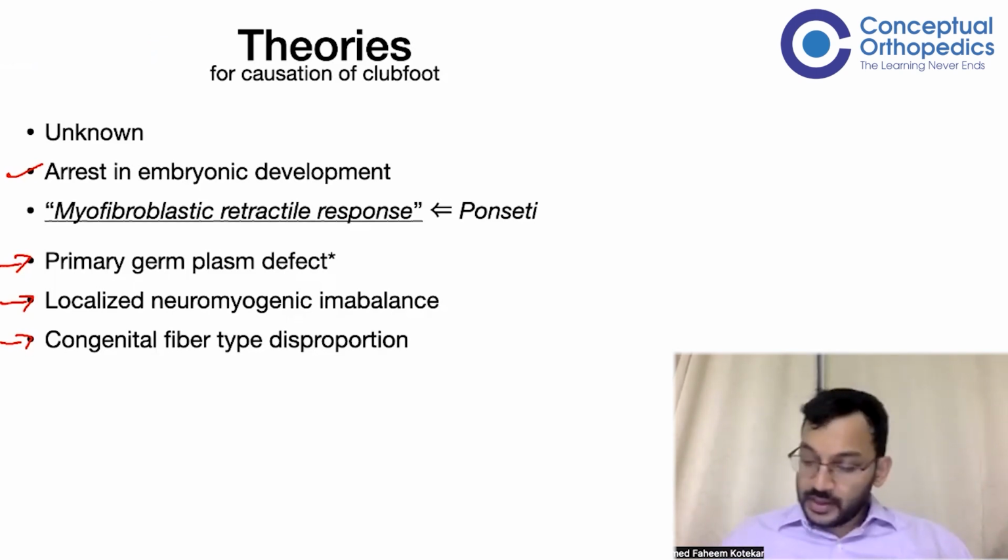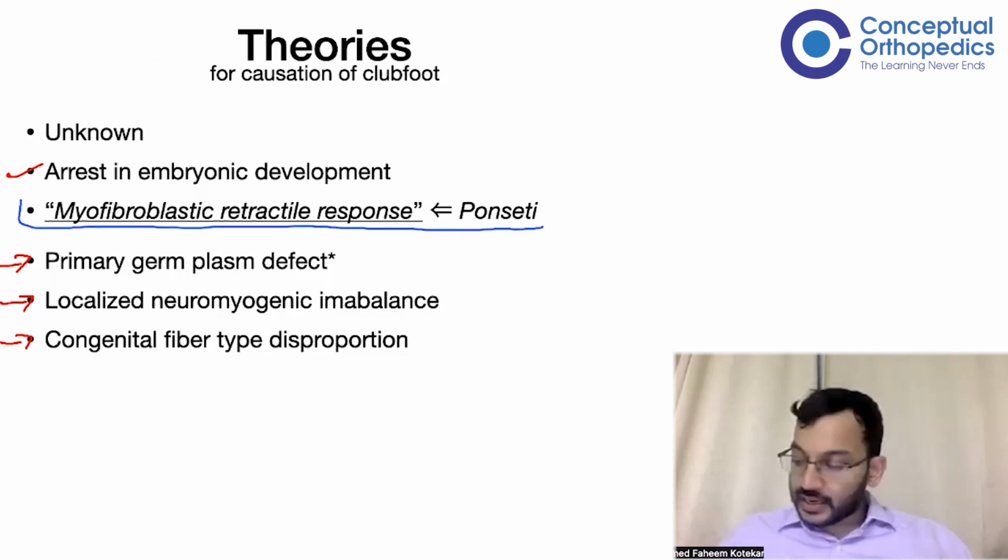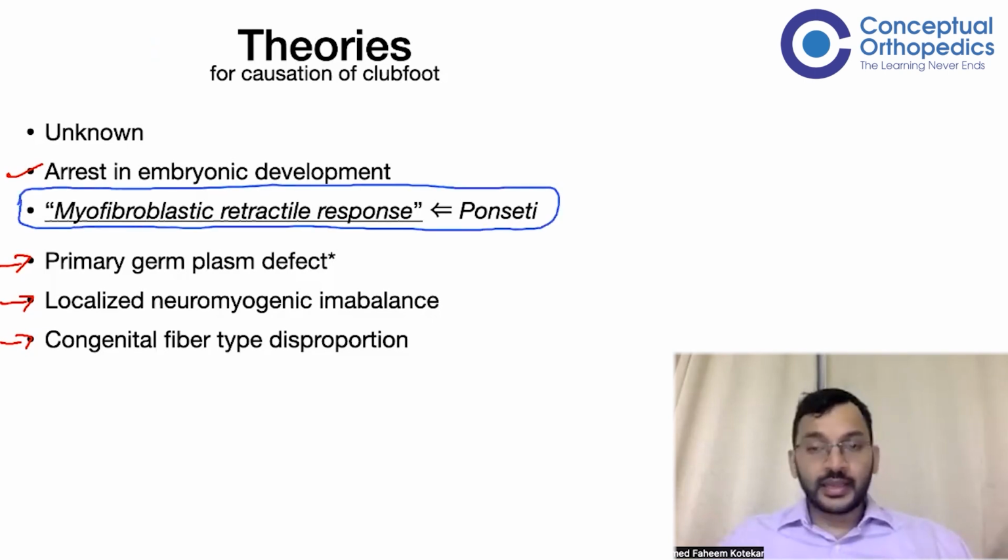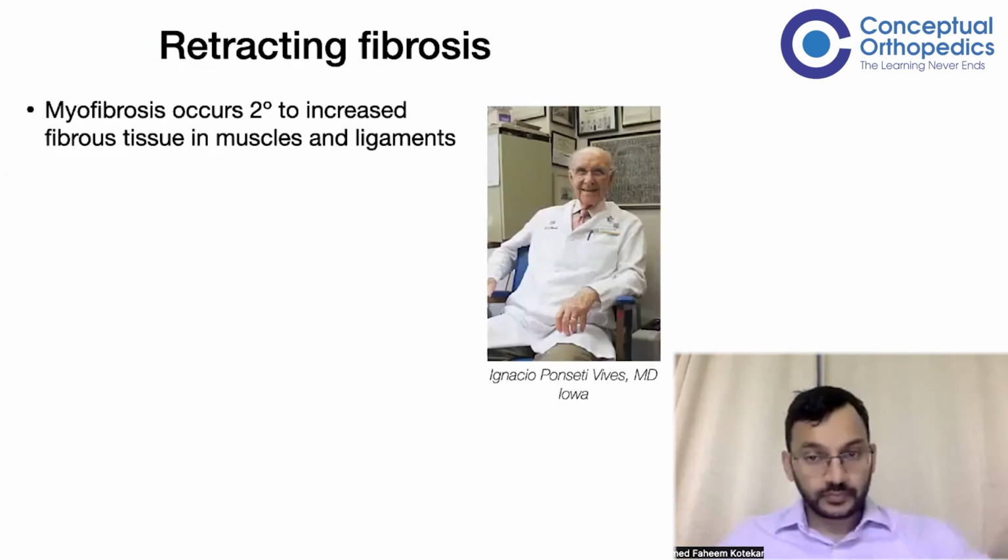What you have to remember is the myofibroblastic retractile response, because this was the theory given by Ponseti. This theory, which is also known as the retracting fibrosis theory, mentions that clubfoot occurs due to fibrosis of the muscles, fibrosis of the capsules, ligaments, and tendons on the posteromedial aspect of the foot. It is due to a myofibrosis secondary to increased fibrous tissue in the posteromedial aspect of the foot.